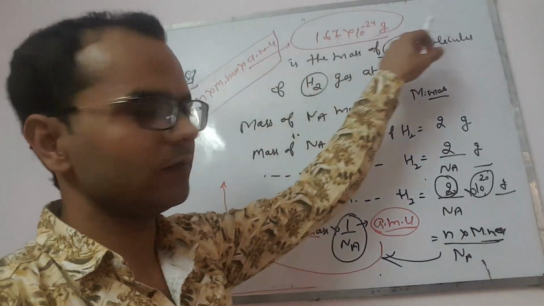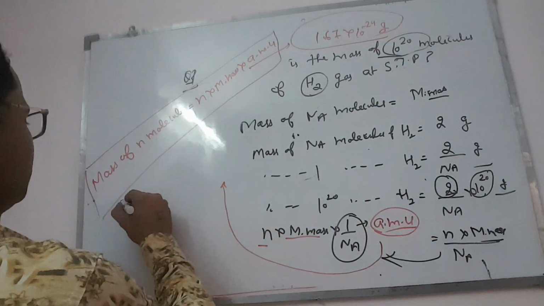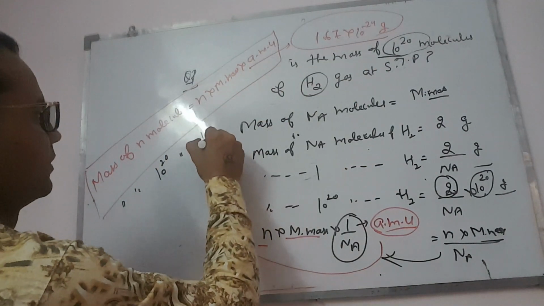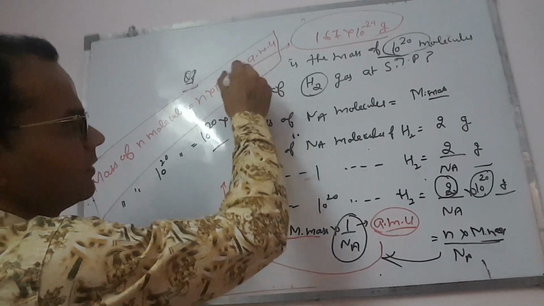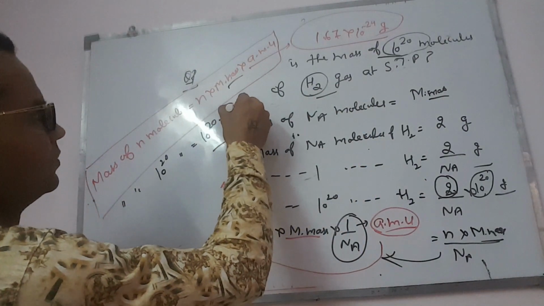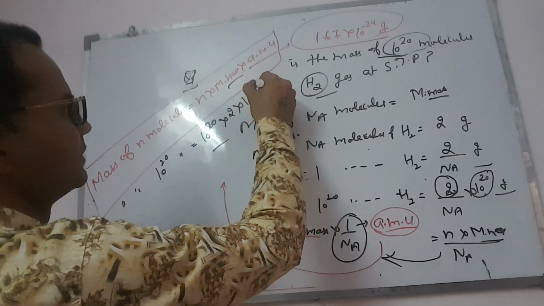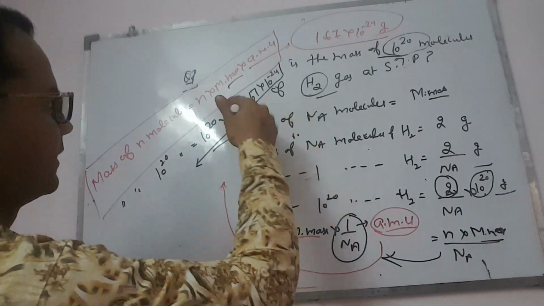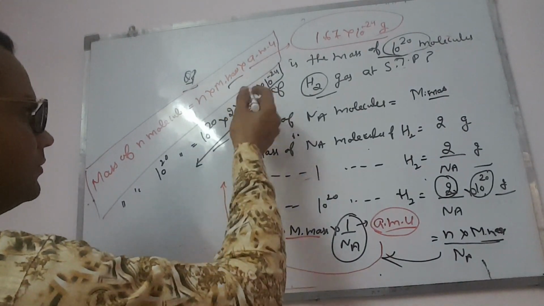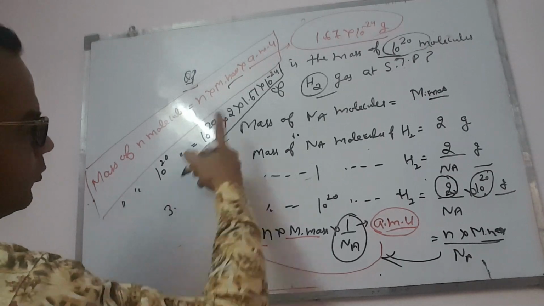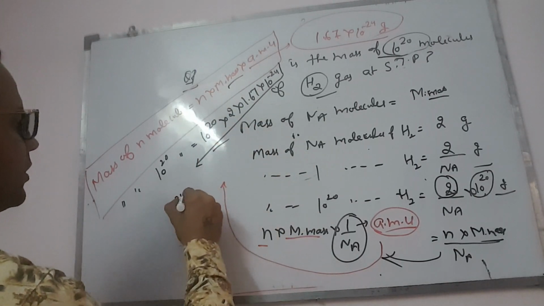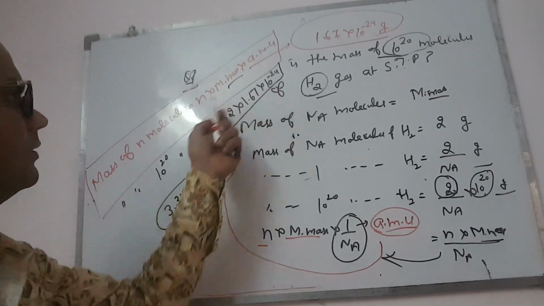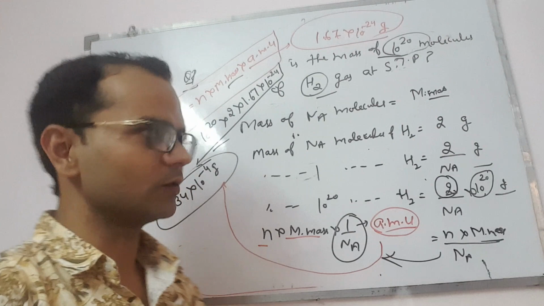Mass of 10 raised to power 20 molecules. N is 10 raised to power 20. Molecular mass of hydrogen is 2. Atomic mass unit is 1.67 into 10 raised to power minus 24. Multiply it. Answer will be 3.34 into 10 raised to power minus 4 gram. Easy. So this is the basic trick.